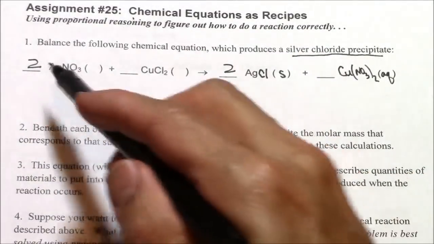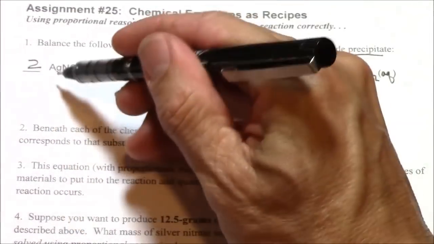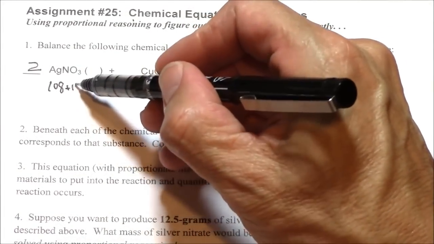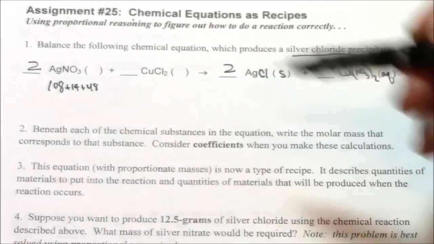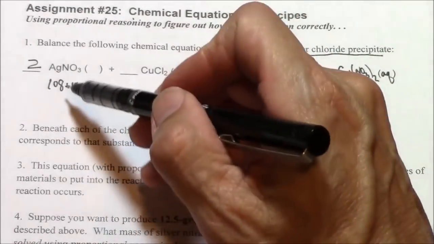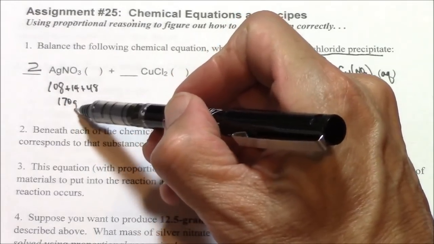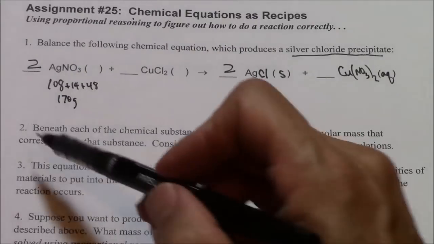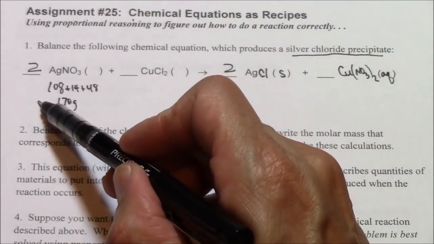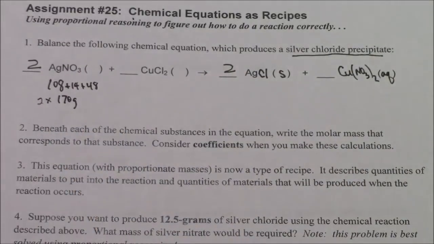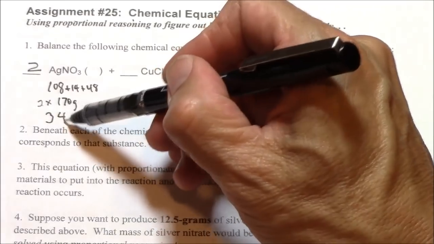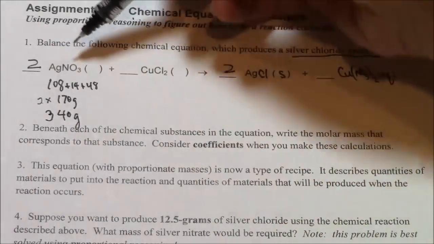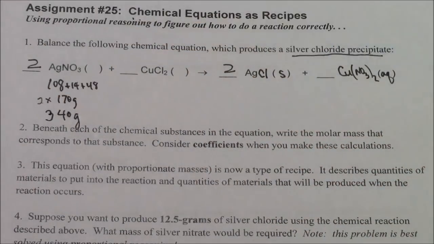So silver is 108 grams as an atomic mass. Nitrate is 14 and 48. So that adds up to a total of 170 for a silver nitrate molar mass. But this 2 is a multiplier, so you'll want to take 2 times 170, which is 340 grams. So this is the number that corresponds to 2 molar masses of silver nitrate, 340 grams.